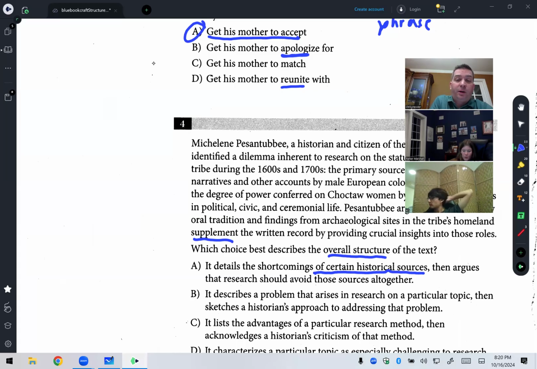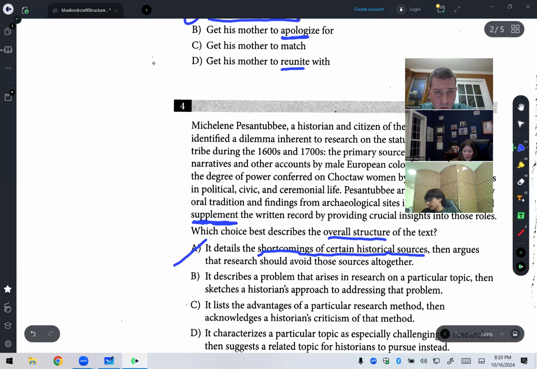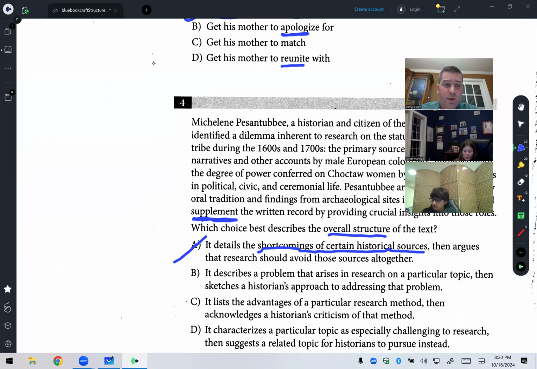But what about the second part of this sentence? Then argues that research should avoid these sources altogether? Absolutely not. See this word supplement I underlined? We're definitely not avoiding them altogether. That would be incorrect. The right answer for this one is B.